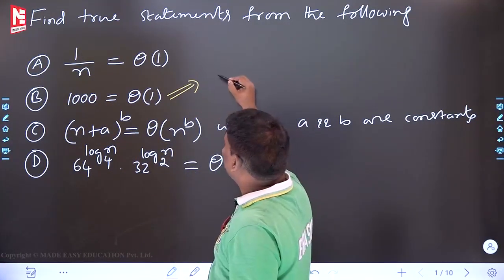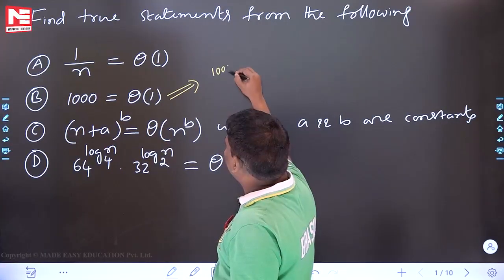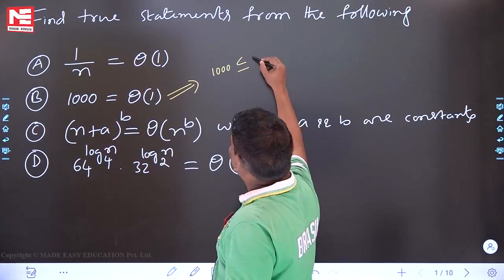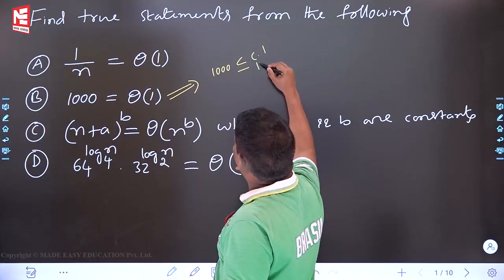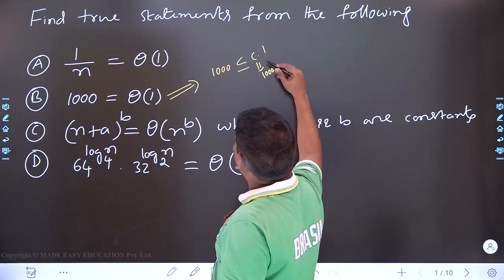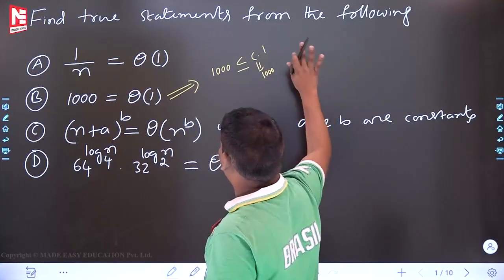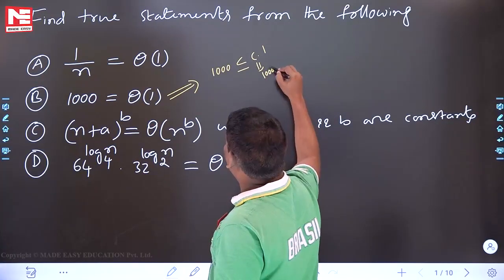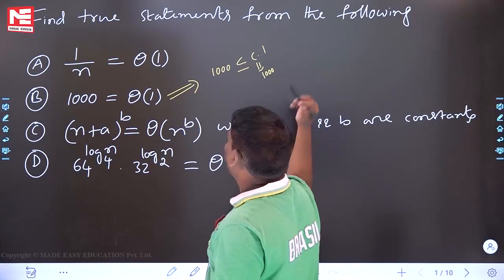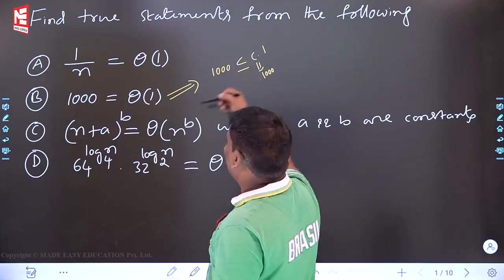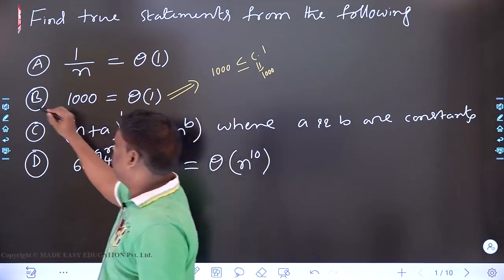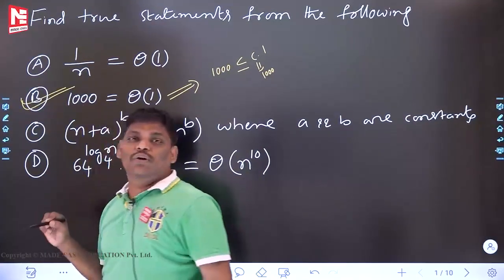What about option B? 1000 is less than or equal to some C into 1. C may be 1000 or 1001, so that the right side will be greater or equal. Can you say C value 1000 or more than 1000? Then big O is possible. With C value 1, omega is possible. So theta is possible. I think now people got to know.